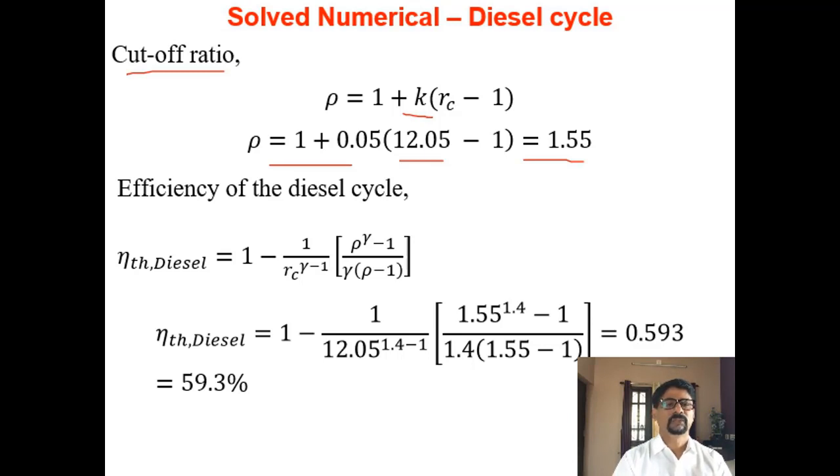Now we can use the direct formula for the efficiency of the diesel cycle. Eta Th diesel is equal to 1 minus 1 by Rc to the power gamma minus 1, inside square bracket rho to the power gamma minus 1 divided by gamma into rho minus 1. Substitute Rc is 12.05, rho is 1.55, gamma is 1.4, though it is not given in the question, so you have to take it as the ideal value 1.4. You'll get the efficiency as 0.593 or 59.3%.